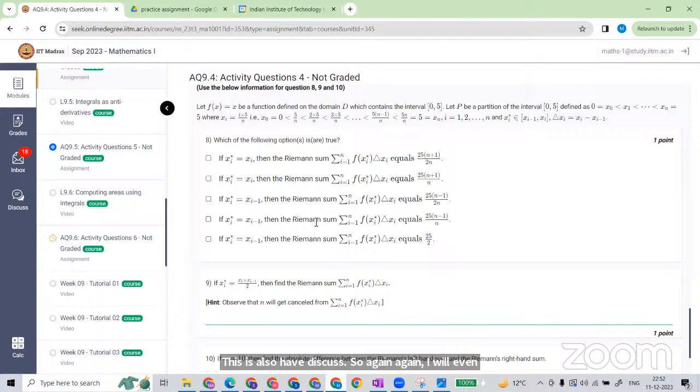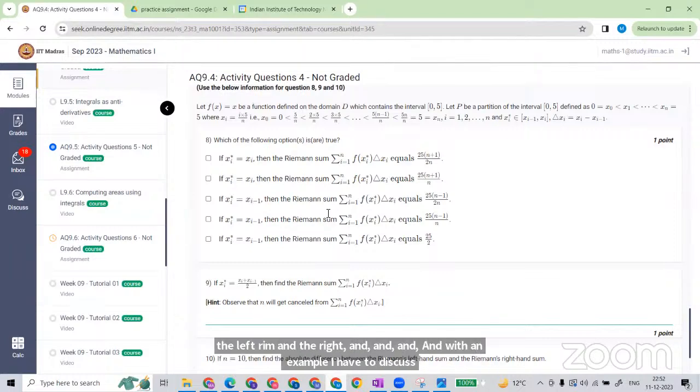Could you please watch that? Then it will be very easy. Otherwise it will again take me 1 hour to discuss, because I have to tell you the partition, the norm of the partition, then what is the left Riemann sum, right Riemann sum, mid Riemann sum, and with an example. Okay, I will watch that video. Yes. Thank you.